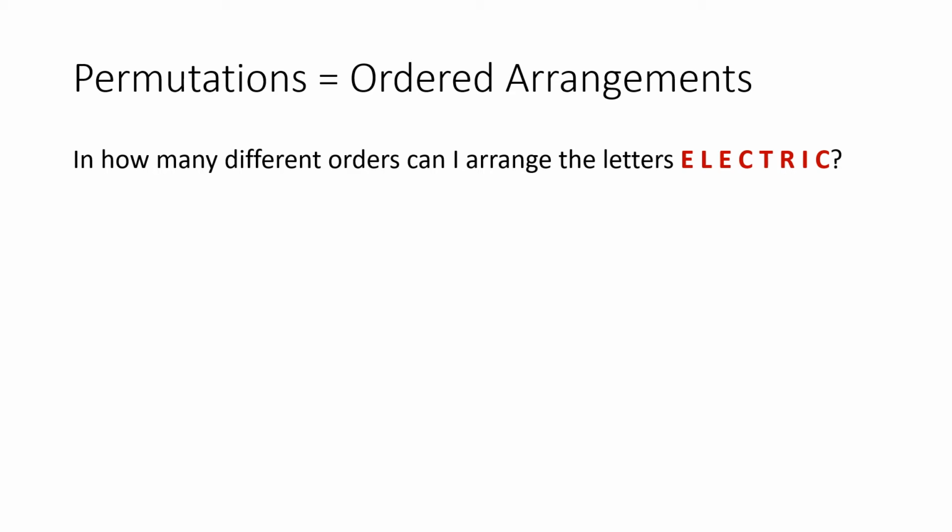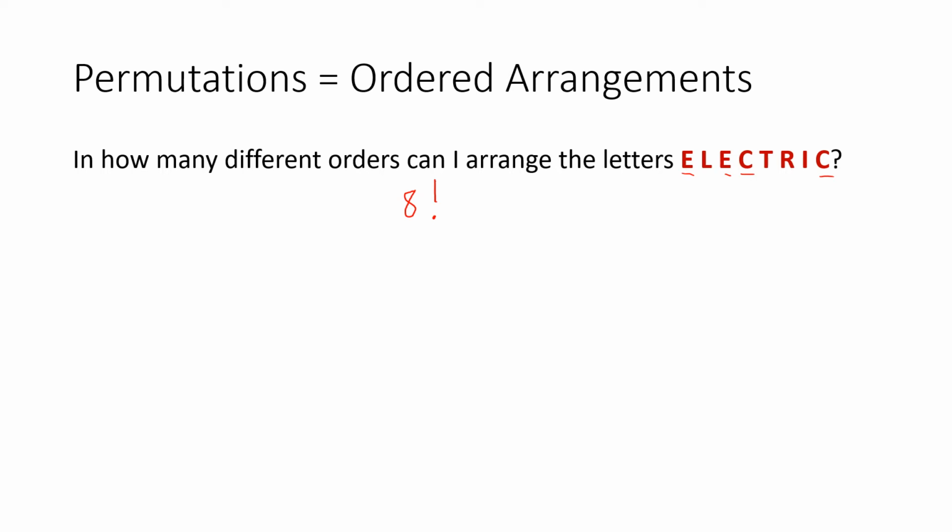Now, sometimes I might be working in situations where not all of the items are distinguishable from each other. For instance, if I want to know how many different orders I can arrange the letters E-L-E-C-T-R-I-C in. Notice here that I've got 2 E's and 2 C's. I've got 1, 2, 3, 4, 5, 6, 7, 8 letters, and so I think, well, I could arrange them in 8 factorial orders.